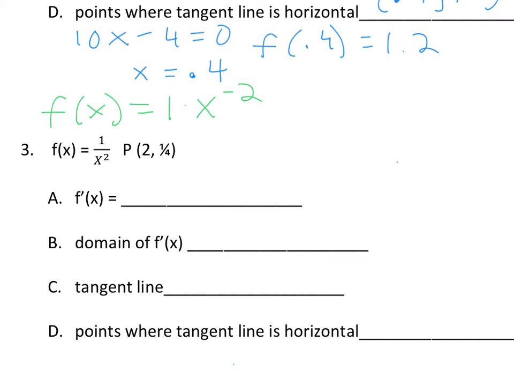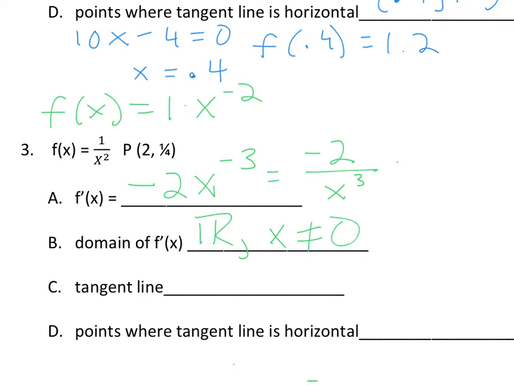So f prime of x, drop the 1 times negative 2 is negative 2. X, and then negative 2 minus 1 is negative 3. And that gives me negative 2 over x to the third. Now, I can't divide by 0, so anytime x is 0, my derivative will not be defined. So my domain is going to be all reals, x is not equal to 0.